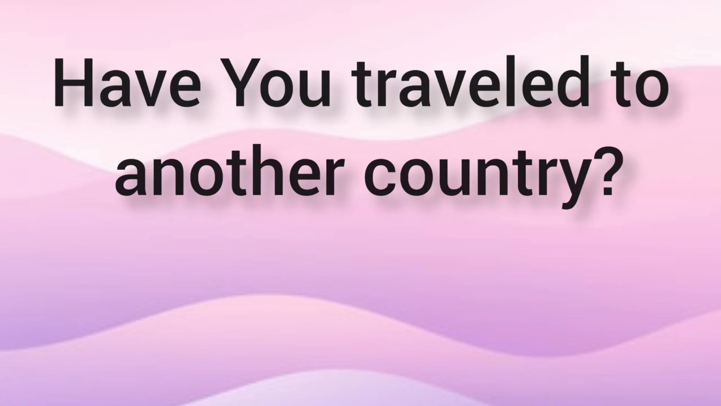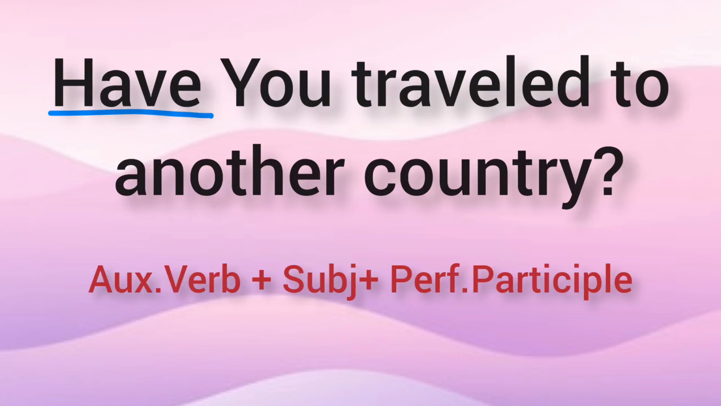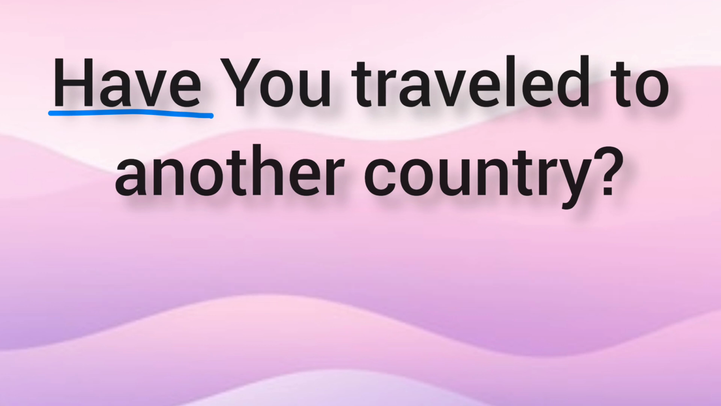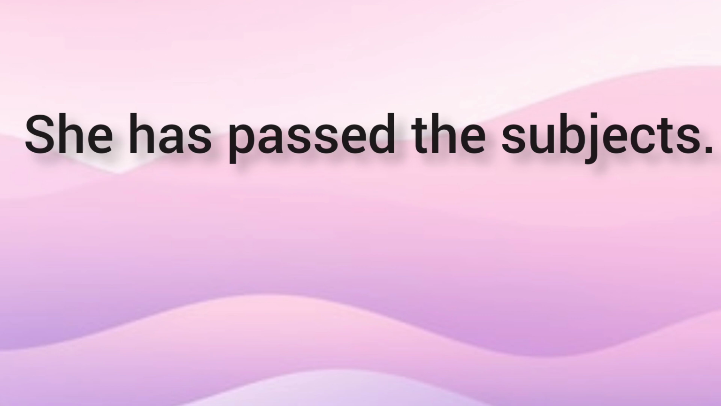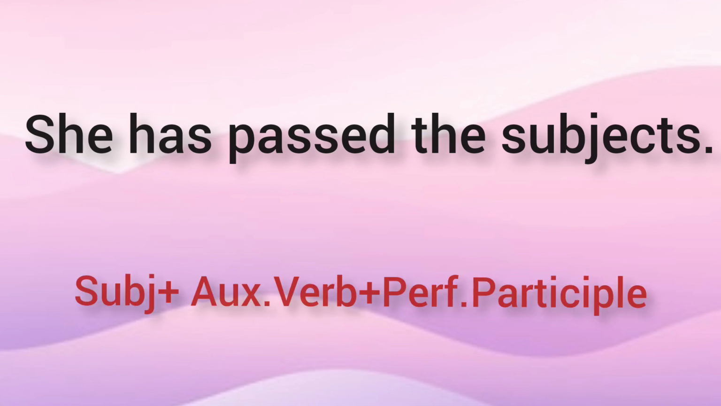Auxiliary verb to have. The verb to have is used in the construction of perfect sentences. That's to say, for example, have you traveled to another country? In this sentence, have is the auxiliary verb. Another example, she has passed the subjects. In this sentence, has is the auxiliary verb.